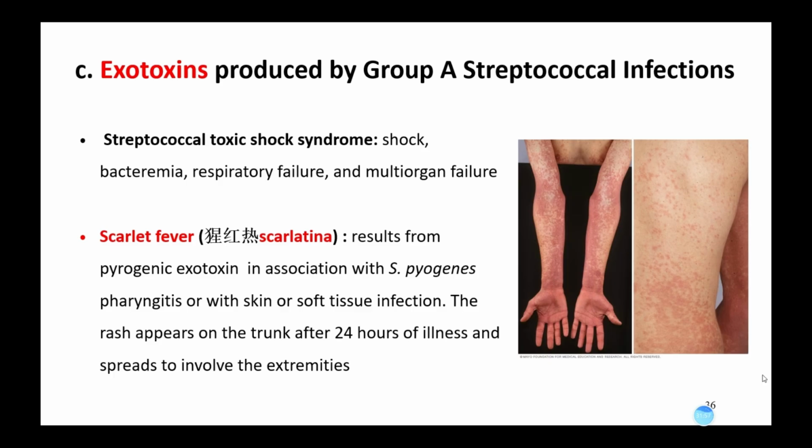And a doctor told me that when he was young, he's about 60 years old now, he used to treat patients with scarlet fever, but he hadn't seen this for a long time. But in recent years, there are some isolated cases of this disease in China.